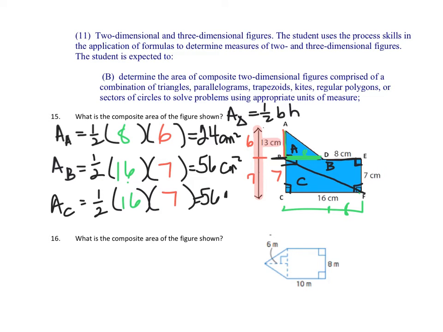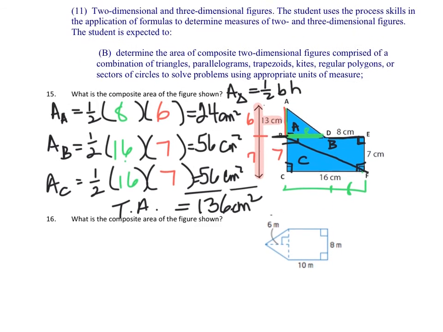Centimeters squared, and 56 plus 24, add them all together, we get 136 centimeters squared. Total area. Okay, any questions? Okay, let's do the last one.